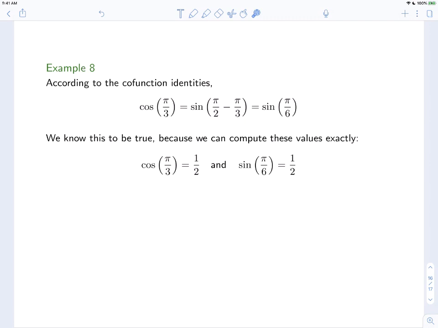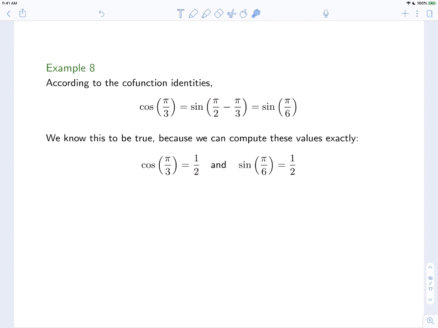Let's just look at a quick example. According to the cofunction identities, cosine of pi over 3 is equal to sine of the complementary angle. Well, what's the complementary angle for pi over 3? It's pi over 2 minus pi over 3, which is pi over 6. Pi over 3 is 60 degrees. Pi over 6 is 30 degrees. So 60 plus 30 degrees gives us 90 degrees. So these are complementary angles. So cosine of pi over 3 is equal to sine of pi over 6.